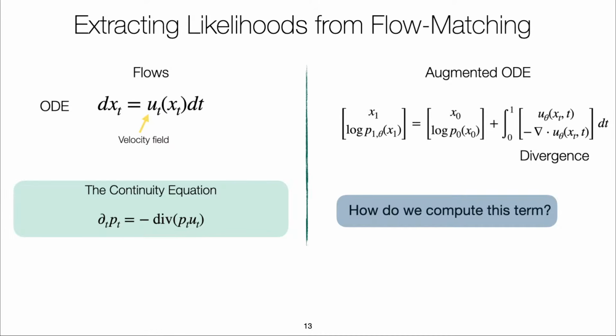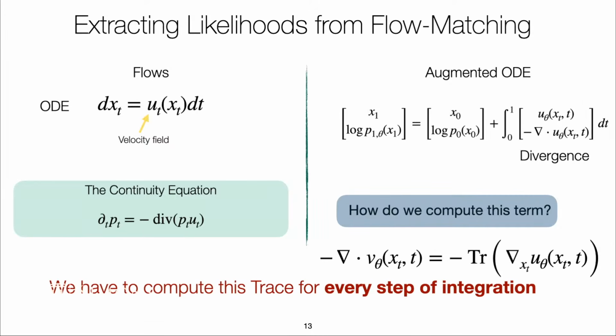And the second part of this equation is the problematic part, because you have to compute this divergence term. And this is the divergence of the vector field at every single time step of integration. Now, this divergence term, you can rewrite as the trace of the Jacobian. And this trace operation is quite expensive. And we have to compute this trace at every step of integration, right?